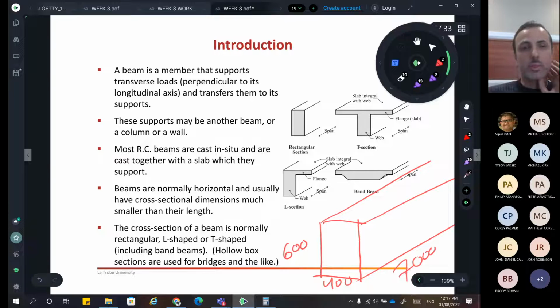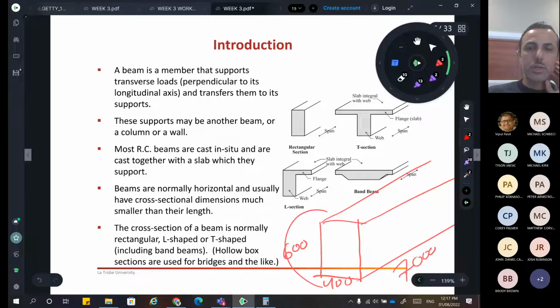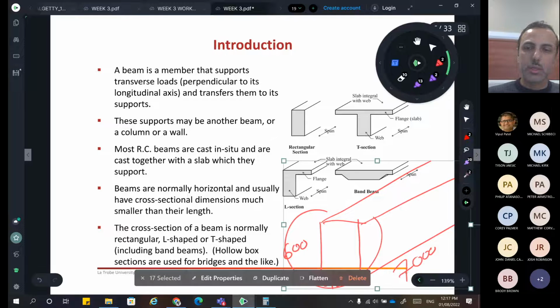So that was point number 4. Usually they are placed in the horizontal direction, spanning about 7 meters or so, and the cross-sectional dimensions are really small. But just to let you know, the beams can still be sloped, like what we see in ramps. In car parks, you've got ramps. They are sloping. The beams can still be sloped there. They don't need to be horizontal.